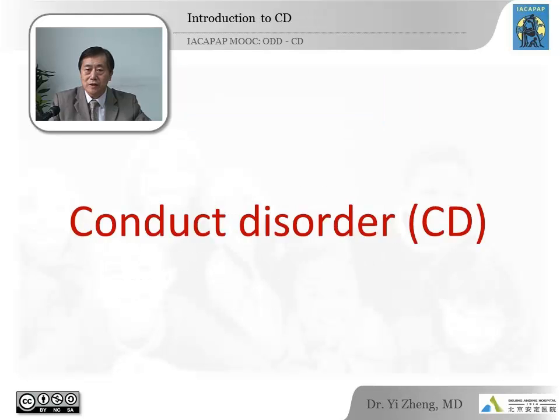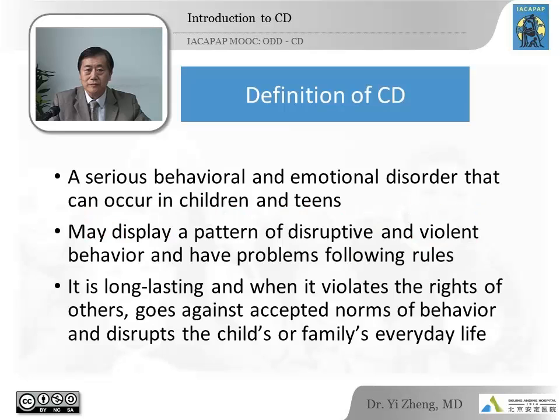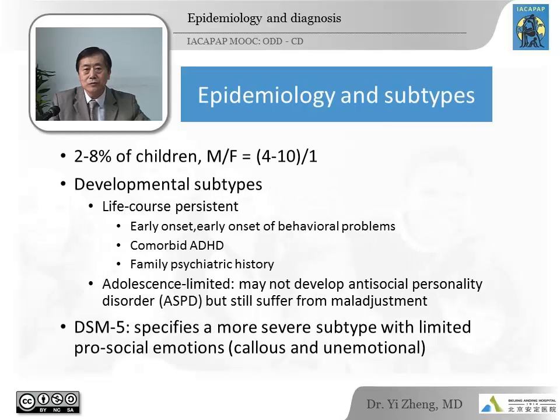The second part of this lecture is conduct disorder. Conduct disorder is a serious behavioral and emotional disorder that can occur in children and teens. Affected children may display a pattern of disruptive and violent behavior and have problems following rules. The disorder is long-lasting and can disrupt the child's or family's everyday life. Overall, 2 to 8% of children are affected, with a male predominance.